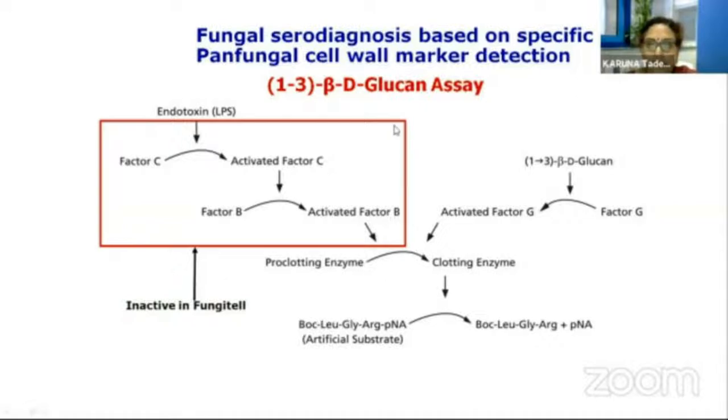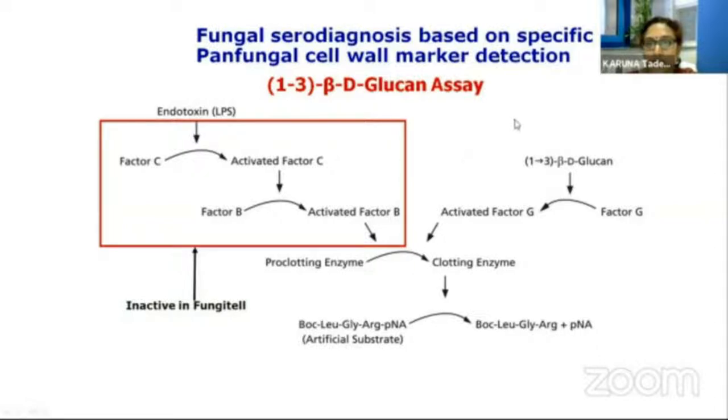If there is no bacterial contamination, then what was there? The glucan component gave activated factor G. So what was this factor G? It was a second serine protease zymogen, another serine protease zymogen, called factor G. They understood that it causes the clotting mechanism. So they introduced an artificial substrate which gives color once the clotting mechanism starts. That is the whole principle of the 1,3-beta-glucan assay.